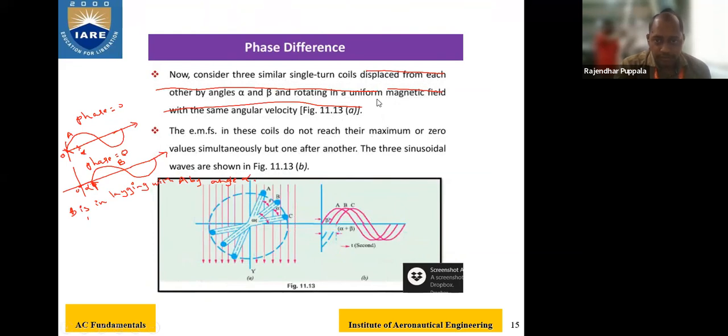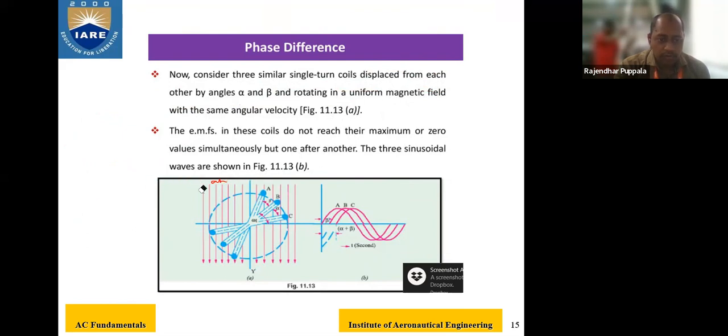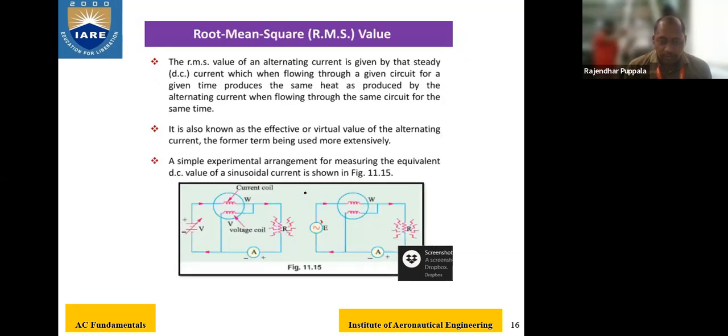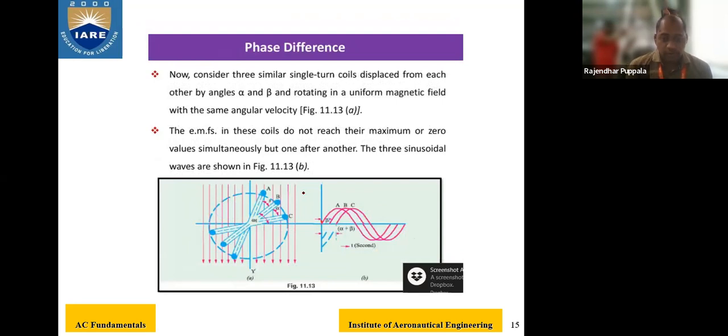Okay, now what is the phase difference here? Now A, B and C, we are having 3 coils here, right? And we are rotating in the angular frame. Now if A is started at 0 here, A is started at 0. But here B, after an angle of beta, B is starting rotated here. After an angle of beta, B is started here.